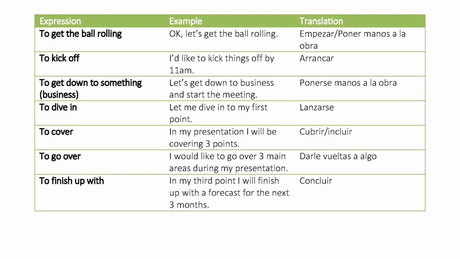We don't pronounce words individually. The words merge together. Okay, so to get the ball rolling, the is the weak form. Okay, the has a weak form, which is the. So to get the ball rolling.